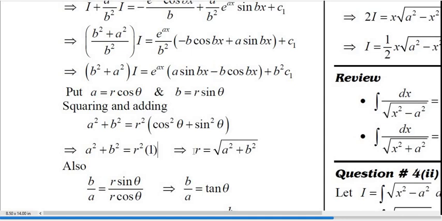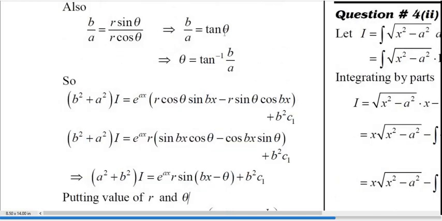Taking square root on both sides, we get r is equal to square root of a square plus b square. Now dividing these two terms, we get b over a is equal to r sin theta over r cos theta. r and r cancel out, we get b over a is equal to tan theta, and theta is equal to tan inverse of b over a.